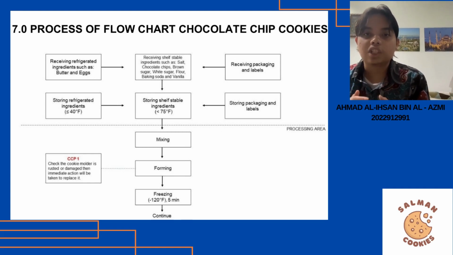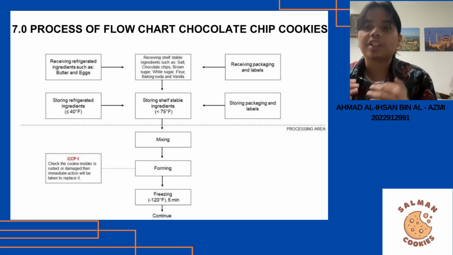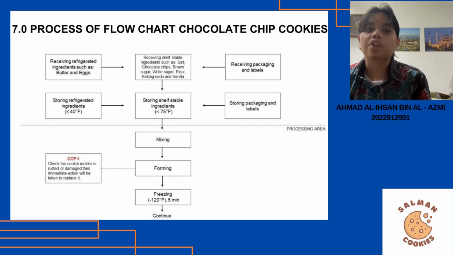And next is the last storage process, which is for the items with the least risk, related to packaging and labeling, where plastic trays, plastic wrap, and cardboard boxes are stored in the dry storage room.